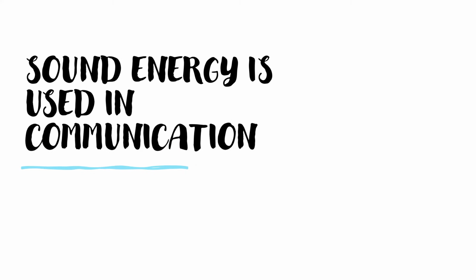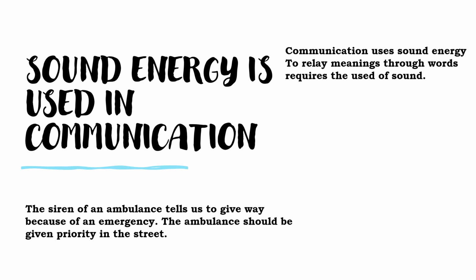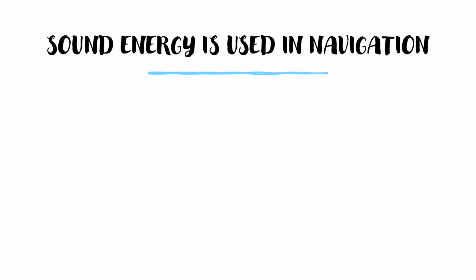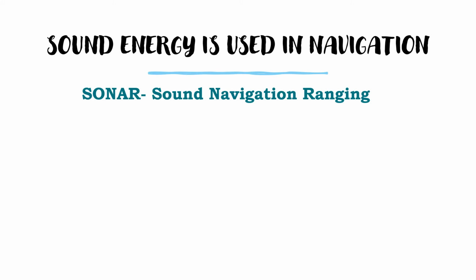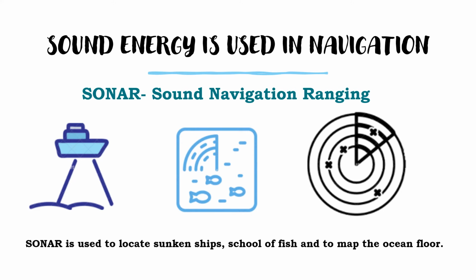Sound energy is used in communication. Communication uses sound energy to relay meanings through words, which requires the use of sound. The siren of an ambulance tells us to give way because of an emergency. The ambulance should be given priority in the street. Sound energy is also used in navigation. With the help of sonar, or sound navigation ranging, sonar is used to locate sunken ships, schools of fish, and to map the ocean floor.